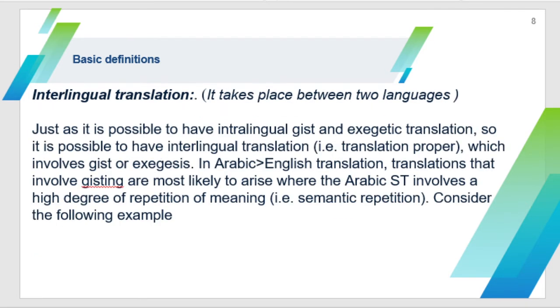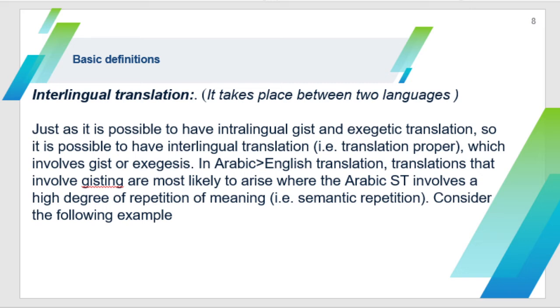So in interlingual translation, which is translation between two languages, just as it's possible to have intralingual or exegetic translation, it's also possible to have an interlingual translation, like translation proper, which involves gist or exegesis. In Arabic-English translation, cases that involve gisting are most likely to arise when the Arabic source text involves a high degree of repetition of meaning, or semantic repetition.